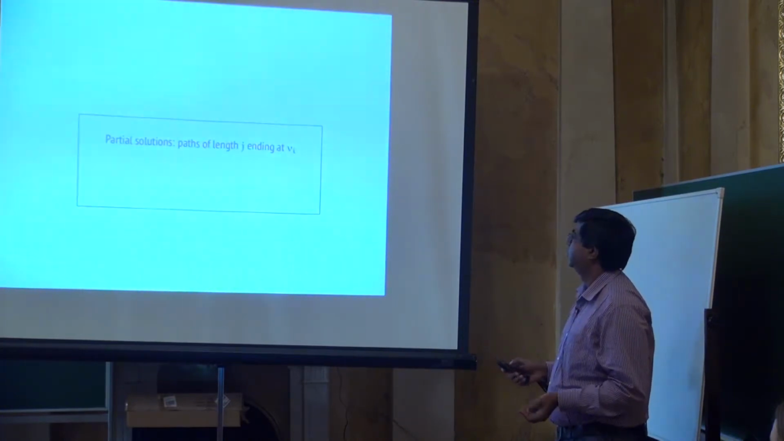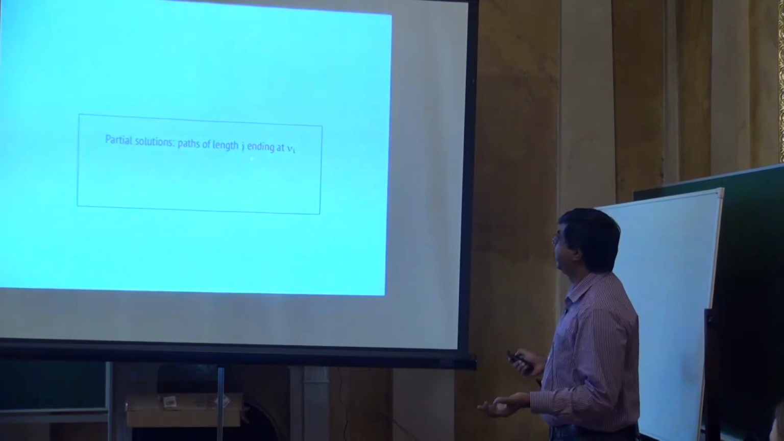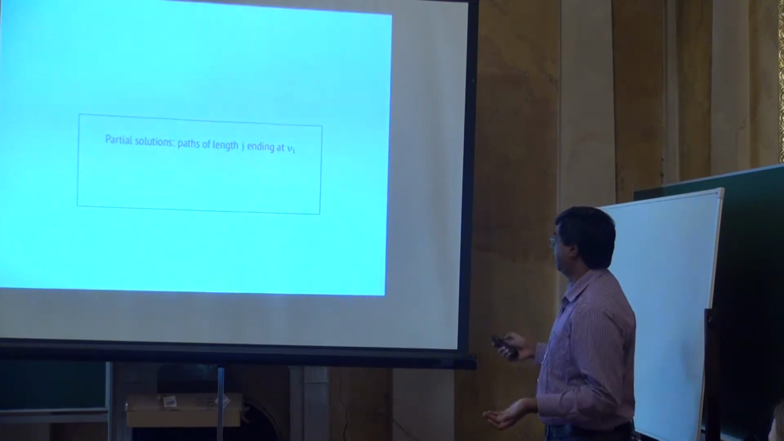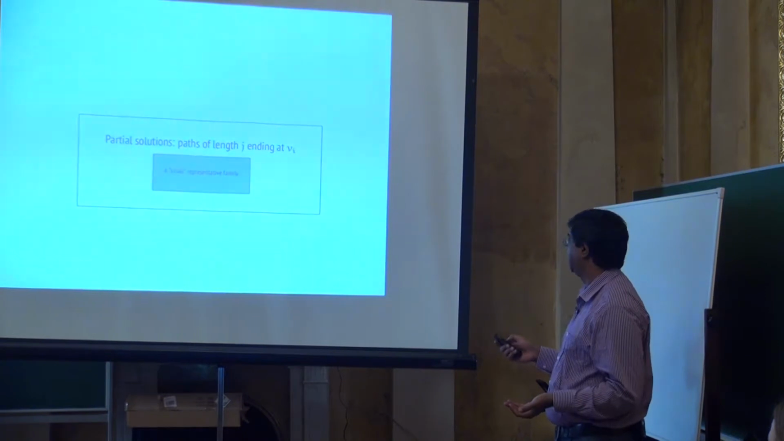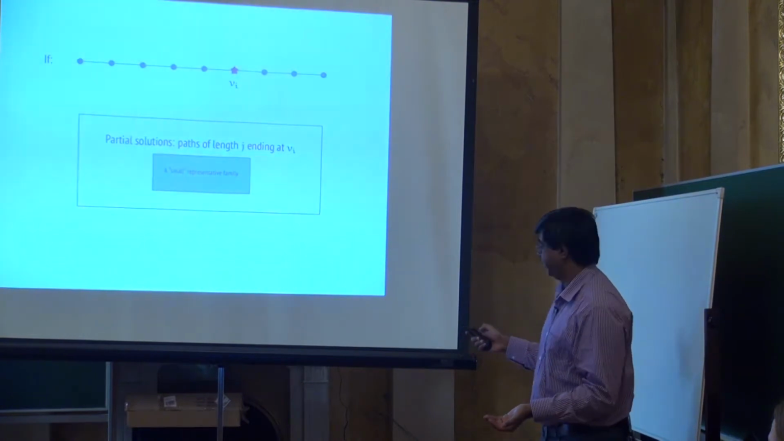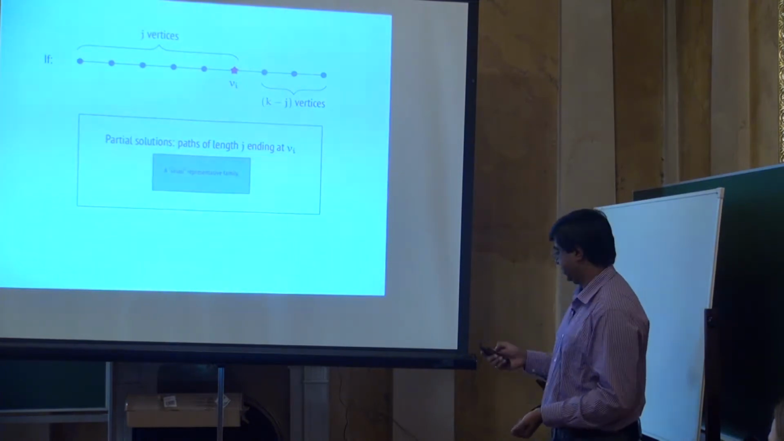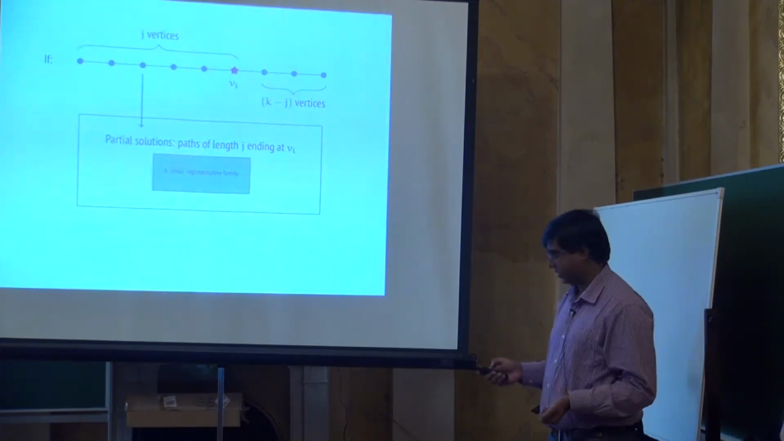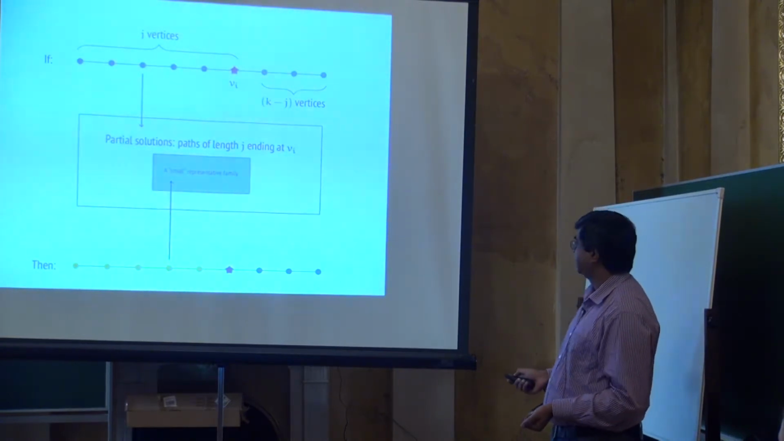Now, let's abstract out whatever we are saying. What are our partial solutions? Paths of length j ending at vi. This is what we are storing here: all paths of length j, all sets. What we want is a small representative family. What do we want to achieve? If you have a path of length k where the first j vertices end at vi, and the rest is k minus j, then clearly this guy appears in the partial solutions. Then there exists some prefix in my small representative family such that such a thing exists.